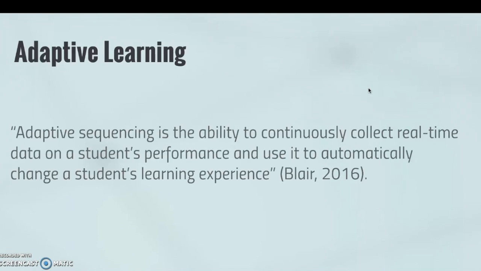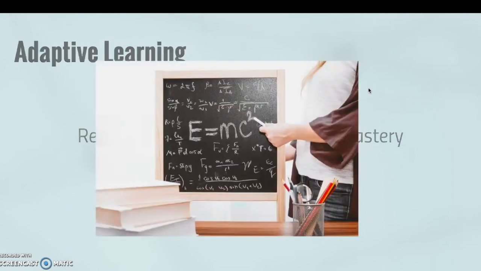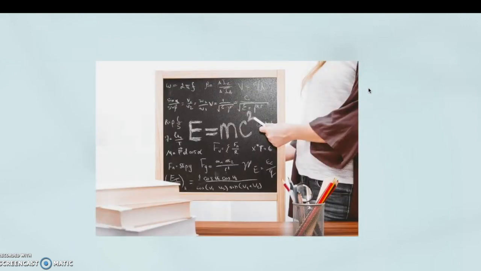Adaptive sequencing is the ability to continuously collect real-time data on a student's performance and use it to automatically change a student's learning experience. Adaptive learning takes learning to a whole new level. The goal is to teach mastery and not just a grade. Think back to the last time a student got a good grade on something, but did not actually master the content. Adaptive learning gives us real-life data to work with to see where the student is at, not just a score or grade.